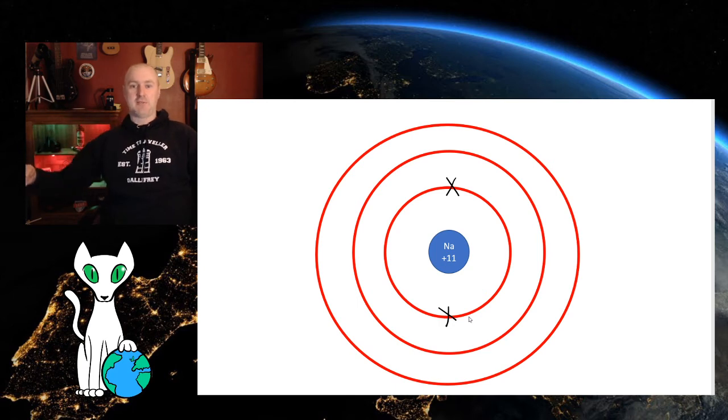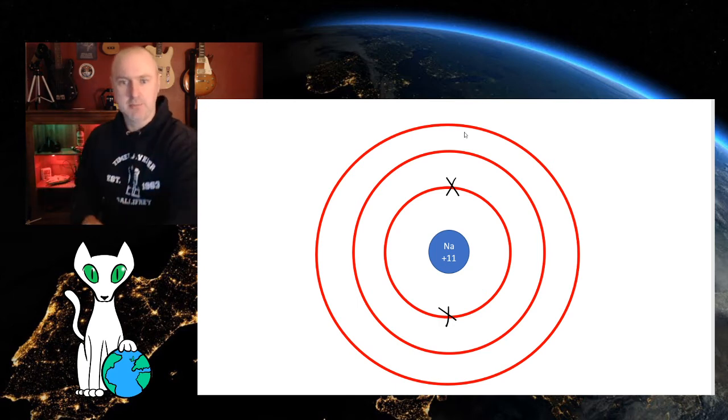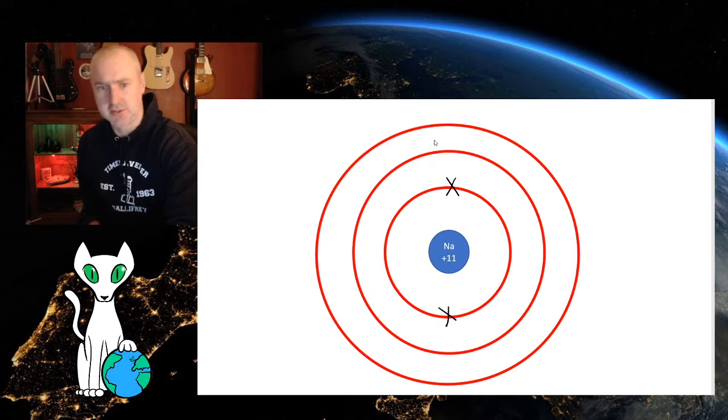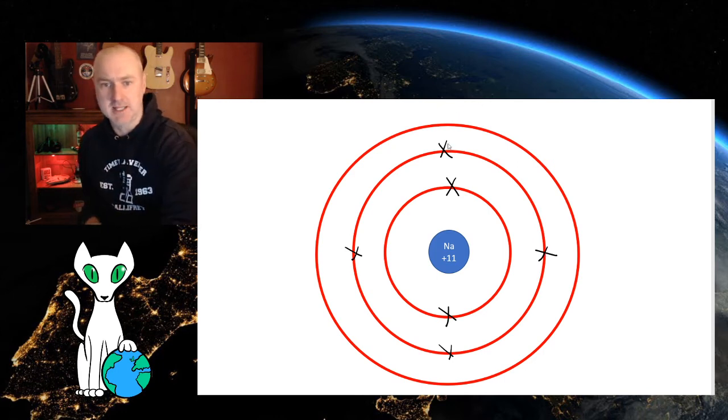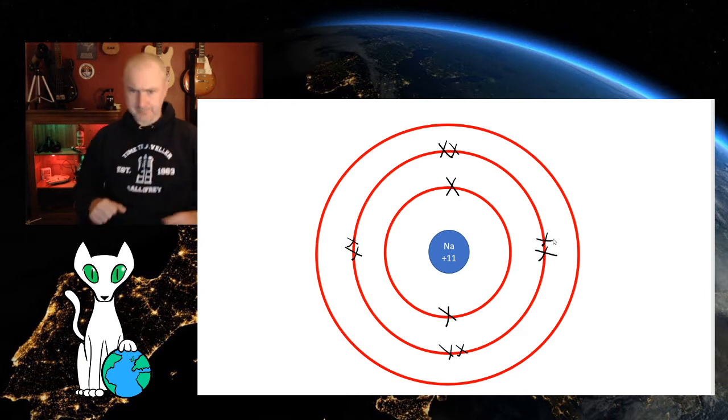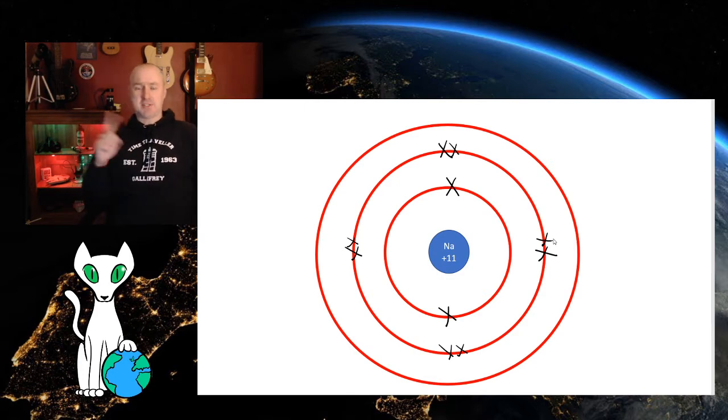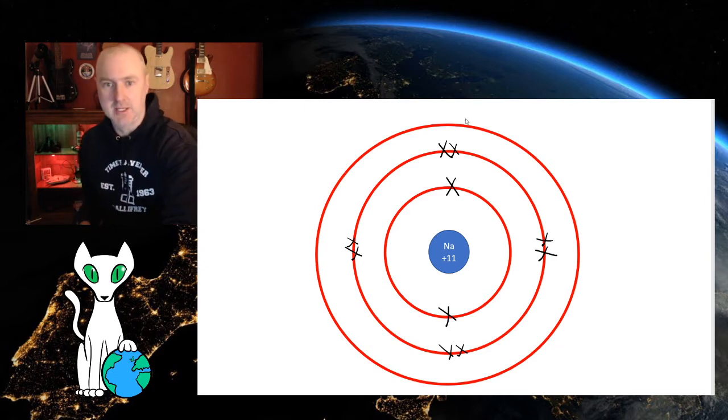And every single other shell after this can now hold 8 electrons. But watch how I put them on. When I put my electrons on the second shell, I'm going to put one at the top and one at the bottom like I did before. And then I'm going to put one on the left and one on the right, equally spacing them out. Once I've done that, top, bottom, left, right, I'm going to repeat until I get to my 8. Top, bottom, left, right. So I have 2 on the first shell, 8 on the second shell, which gives me in total 10 electrons. And I've got one more to place, and I'm going to place that here.